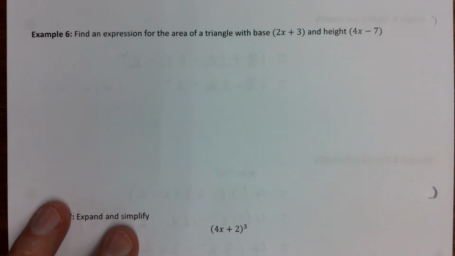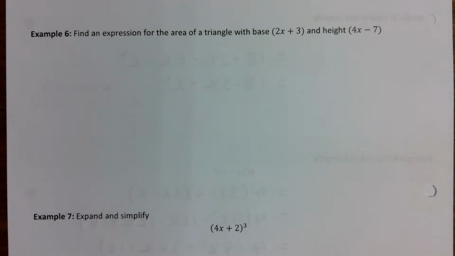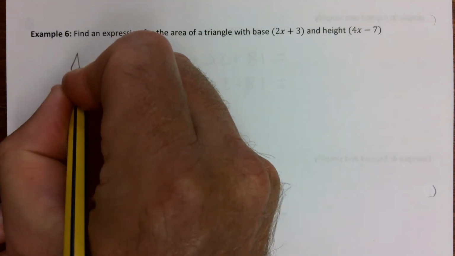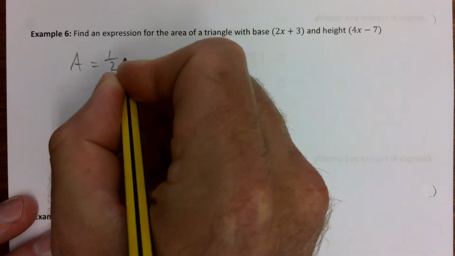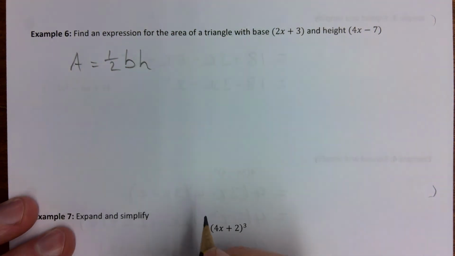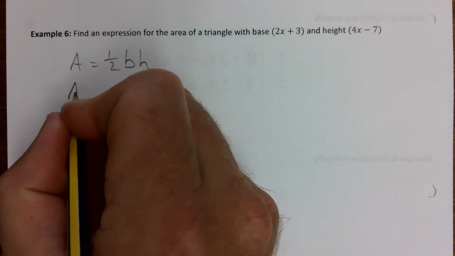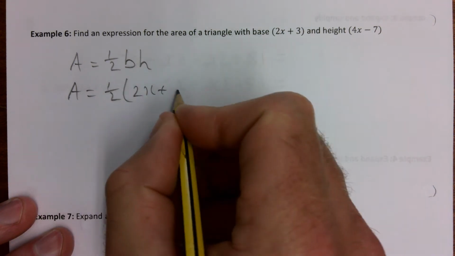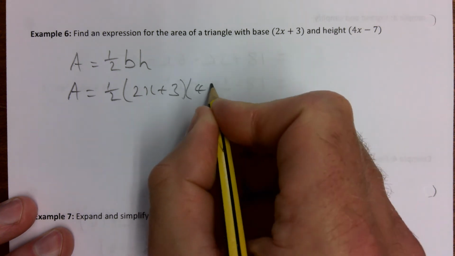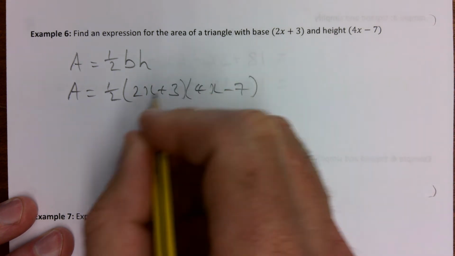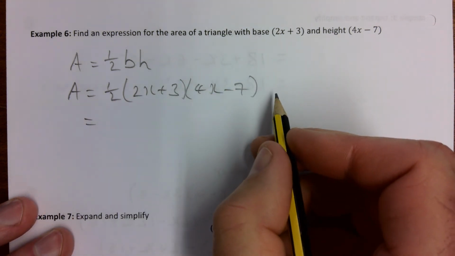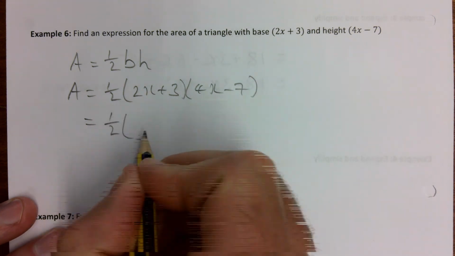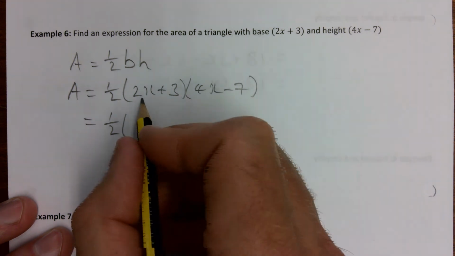Example 6, find an expression for the area of a triangle with base 2x plus 3 and height 4x plus 7. The area of a triangle, I hope you know, is a half the base times the height. So our area in this case is going to be a half upon 2x plus 3, 4x minus 7. This is a bit like the one we did on the previous page where there was a 4 outside. We just need to keep the half here and keep the bracket in until we get it tidied up.